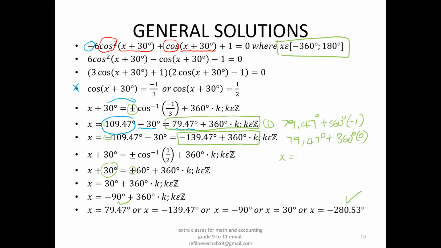We could substitute 0. And what would we have? We would have negative 139.47. Do you understand how this works though? Yes. You sure? Yes.